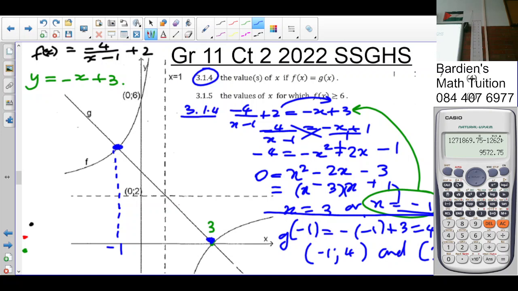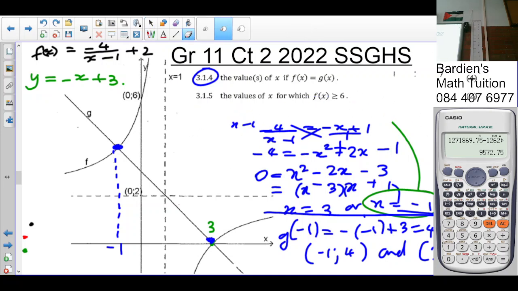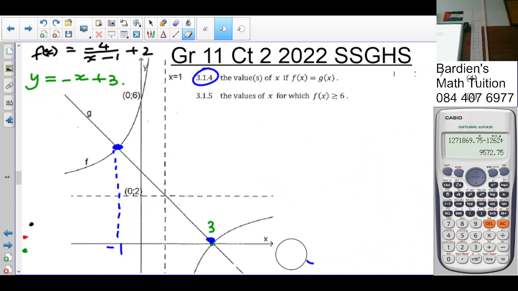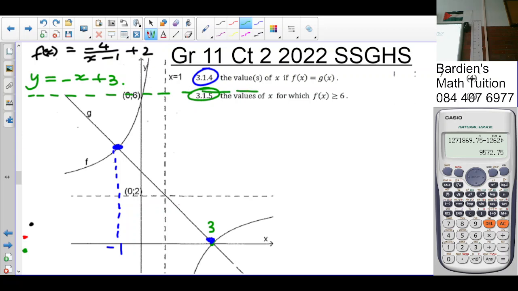Right? The next question says, for which values of x will f of x be greater than or equal to 6? So we know this is a y value. So what I do is I draw the line y is equal to 6 first. This is the line y is equal to 6. It says greater than, so it must be above the line.